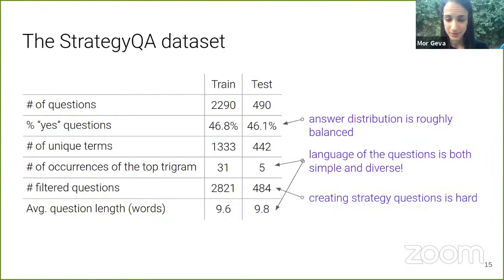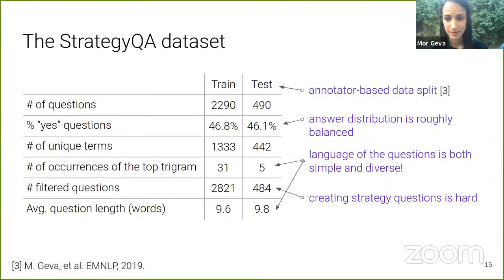Another interesting observation is that creating strategy questions is hard, because we actually filtered out with the solvers more than half of the questions. So it is hard for the workers to write such questions. And this is just a detail: we split the data into train and test sets based on the worker IDs to prevent annotator bias. Okay.